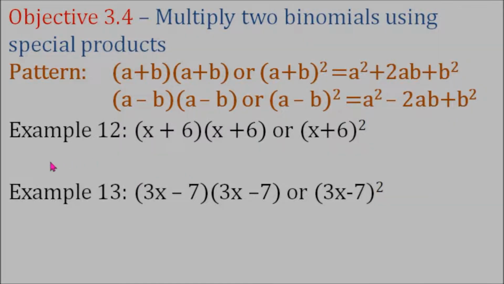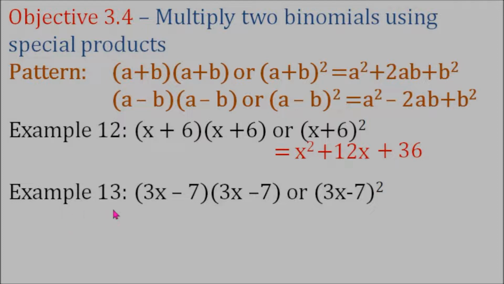Example number 12, the quantity x plus 6 times the quantity x plus 6, or the quantity x plus 6 squared. So we are going to square the first term x, so it's going to be x squared. Then multiply the two terms, 6 times x, that's 6x, then double it, so that becomes positive 12x. Then square the second term, 6, so 6 times 6 is 36. So this is our answer. x squared plus 12x plus 36.